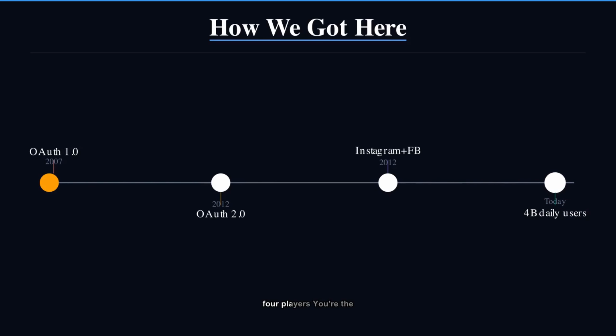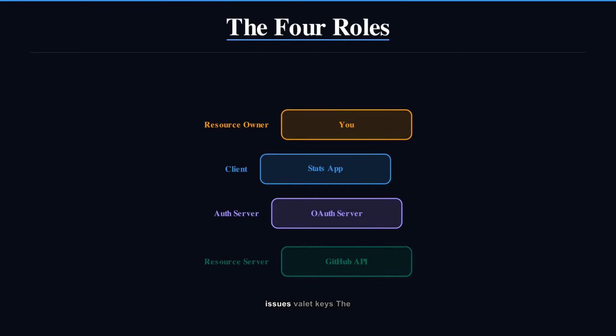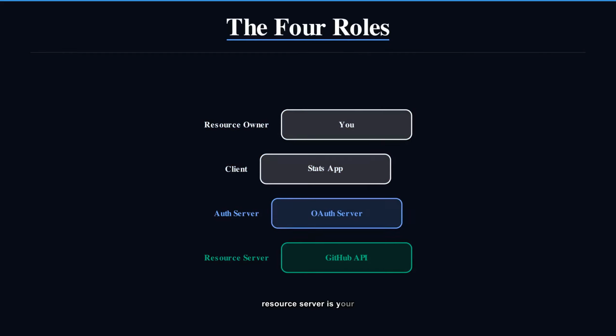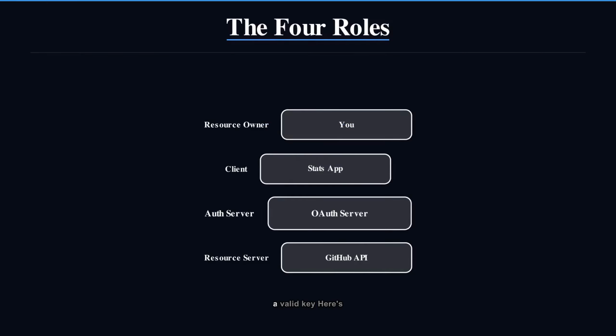OAuth defines 4 players. You're the resource owner, the car's owner. The client is the valet app requesting access. The authorization server is the kiosk that issues valet keys. The resource server is your garage, holding the actual data. The client never touches your garage without a valid key.